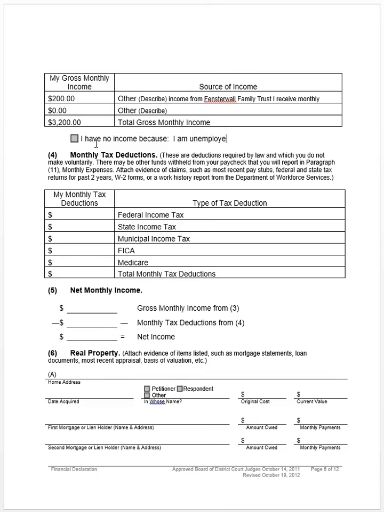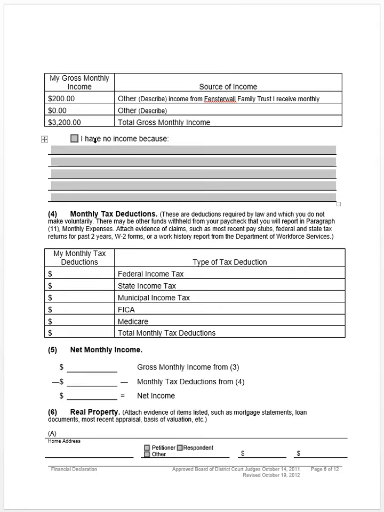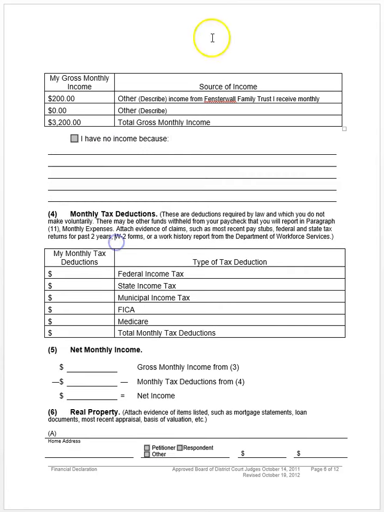Leave them blank. You can just simply undo. If you don't know how to do that, you can just do this a couple of times, undo until you get back to the original. Monthly tax deductions are the next paragraph.